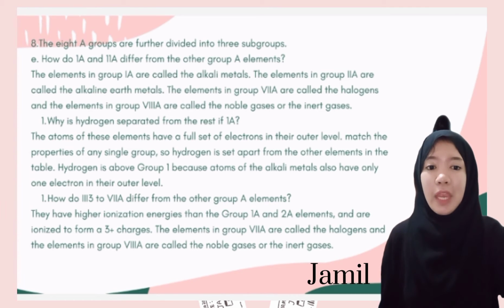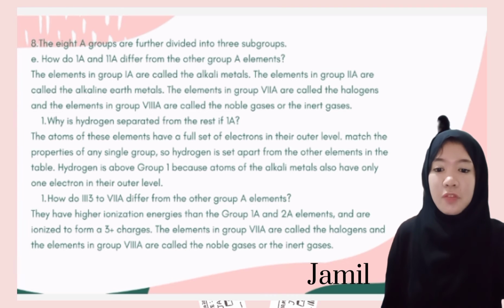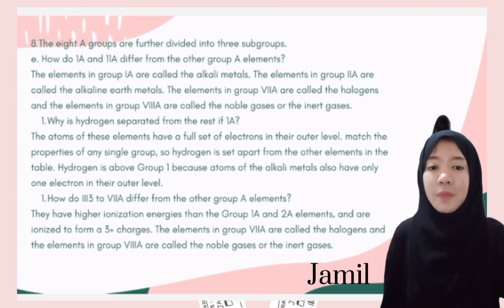The elements in group A1 are called the alkali metals, while the elements in group A2 are called the alkaline earth metals. The elements in group A7 are called the halogens, and the elements in group A8 are called the noble gases or the inert gases. So the other question is, why is hydrogen separated from the rest of A1? The atoms of these elements have a full set of electrons and their outer level match the properties of any single group, so hydrogen is set apart from the other elements in the table. Hydrogen is above group 1 because atoms of the alkali metals also have only 1 electron in the outer level.